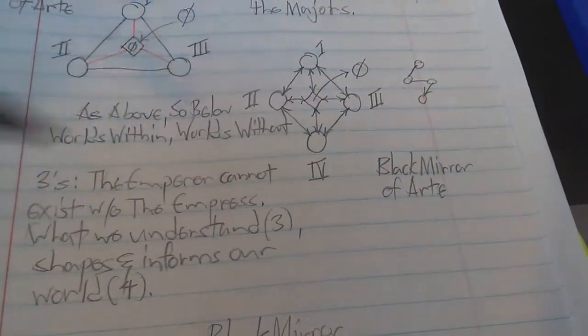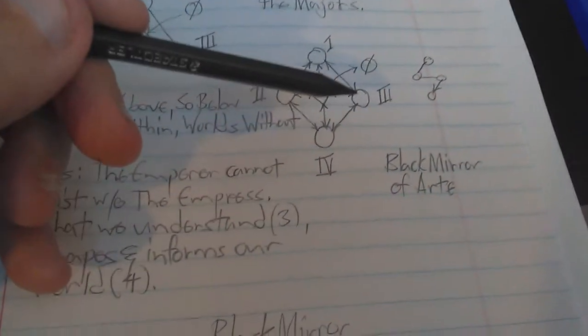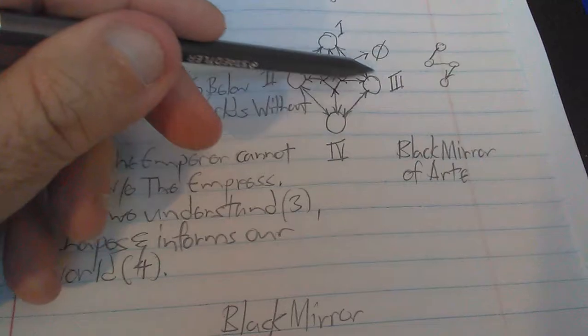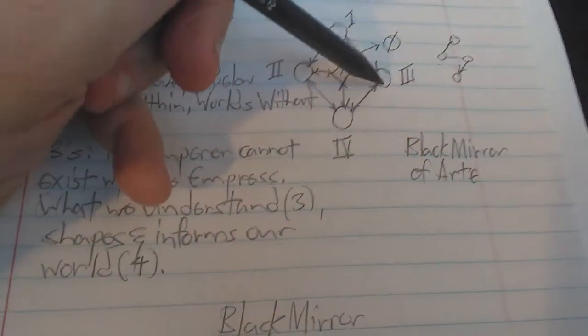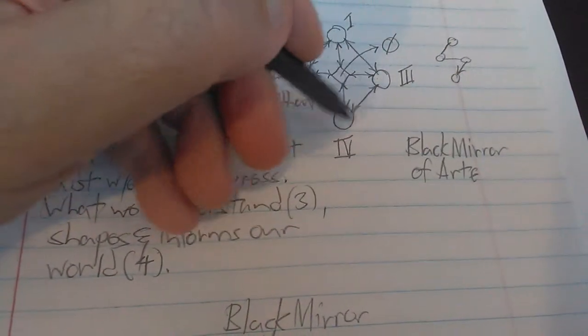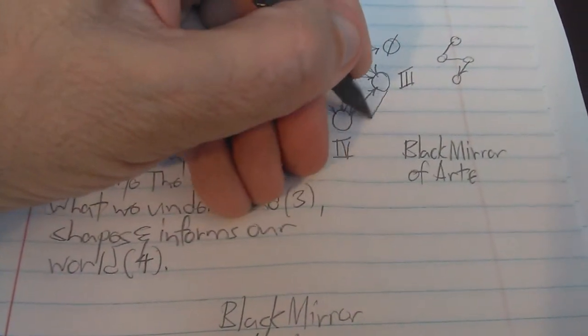So what this is showing us is that the emperor here cannot exist without the empress, without this understanding. So our understanding then shapes and informs our world.